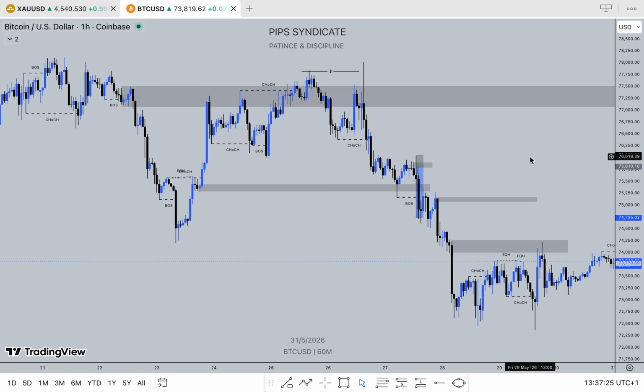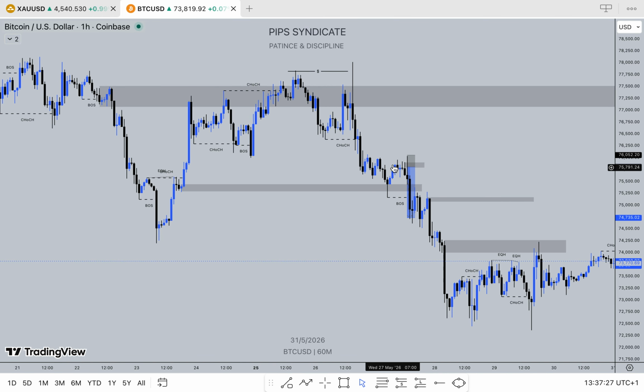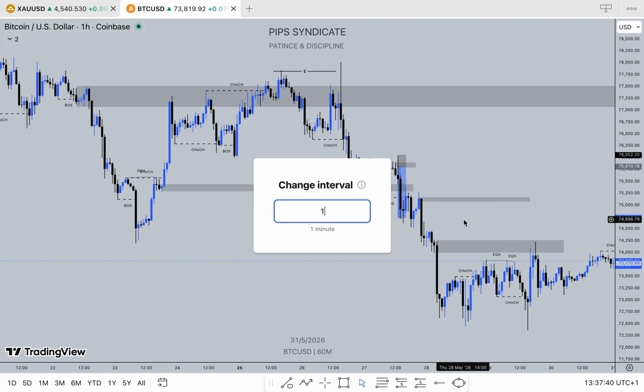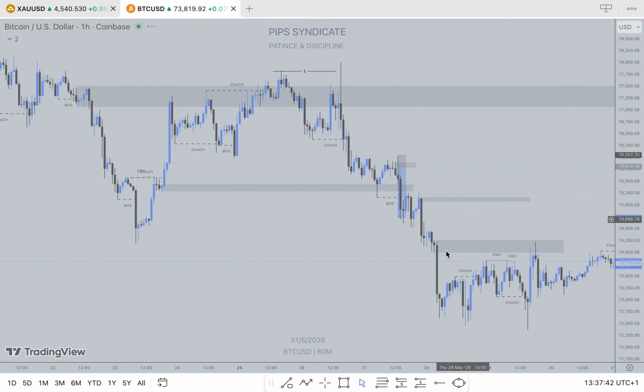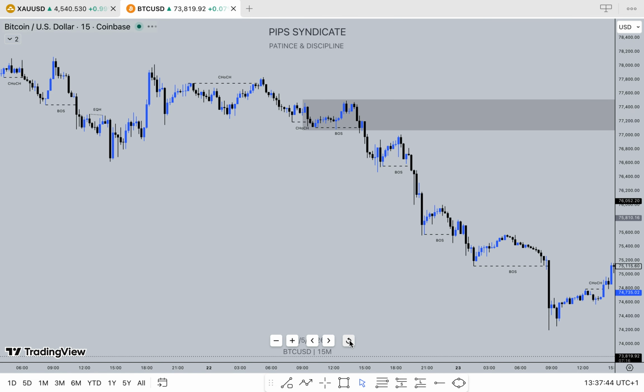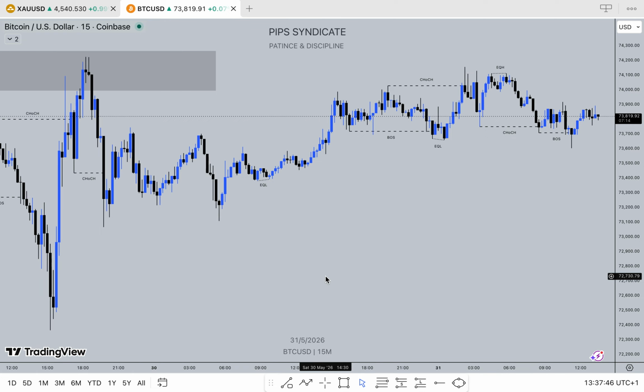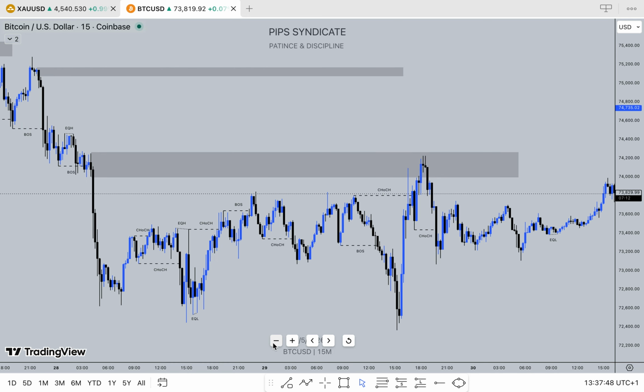What we had was this pushback up after price took out liquidity. You can see this wick here, this is a liquidity sweep. Price took it out, then we had a pushback up. I then scaled to the 15-minute time frame.